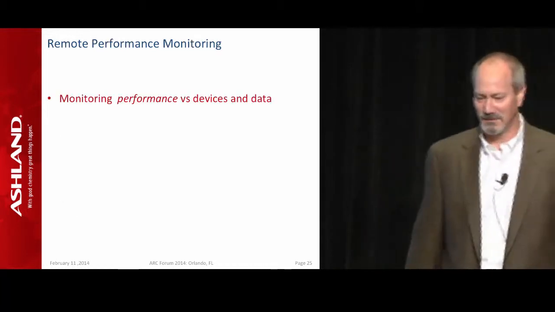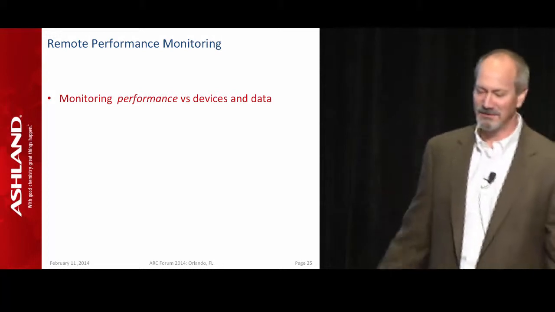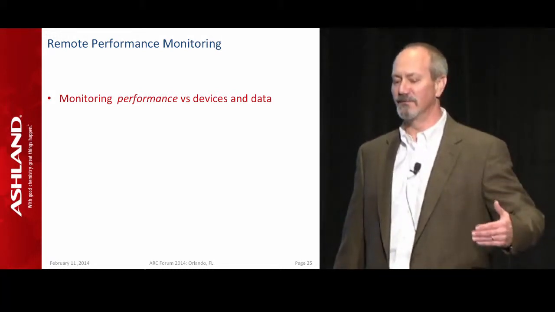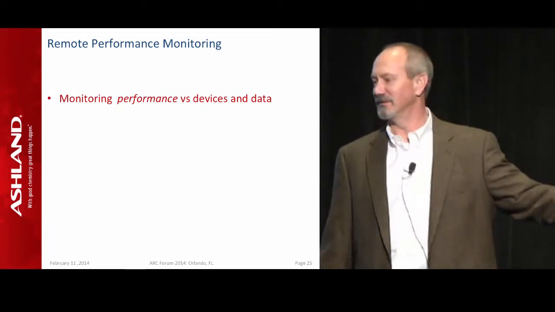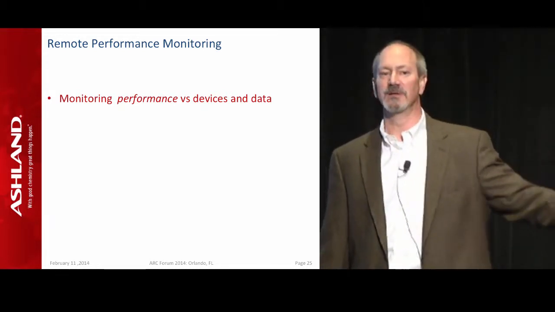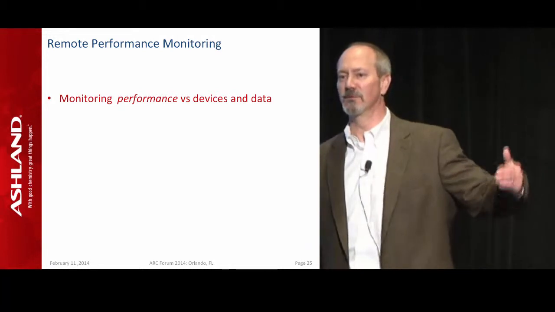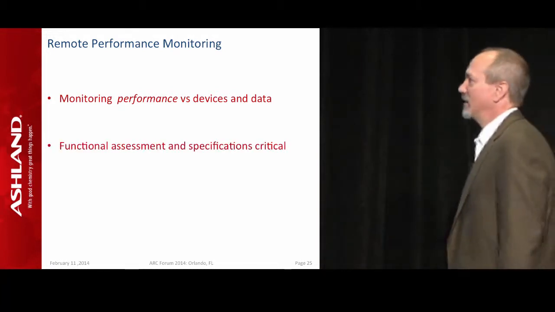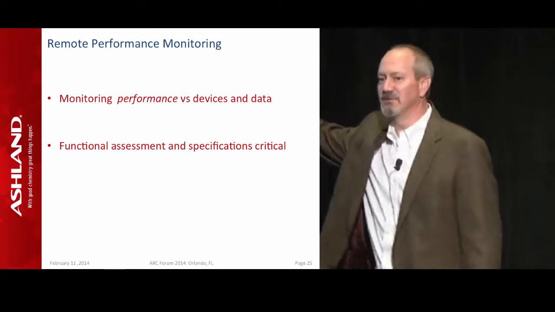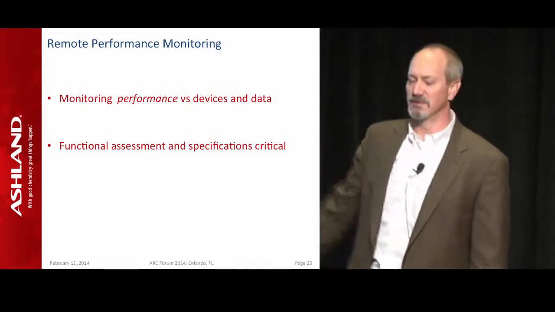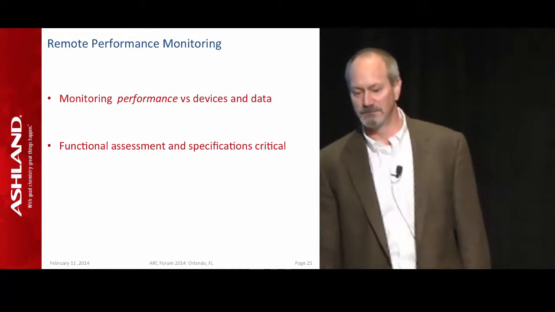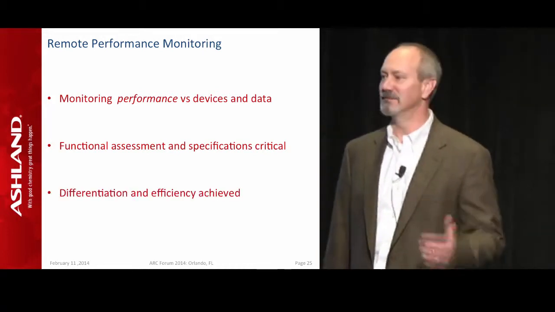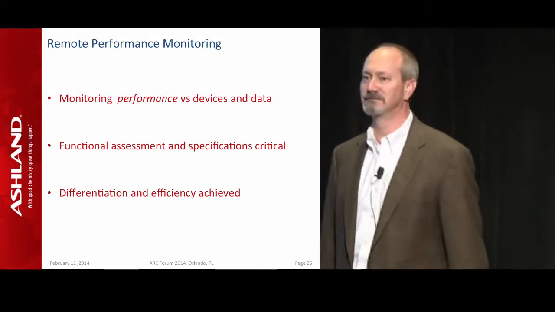So, the three highlights to leave you with are: we're monitoring performance versus just devices and data, and we're trying to generate the calculations and take that to a performance and value statement. When you go into the project, what we found is that the functional assessment and the specifications up front, doing your homework, is really critical in making the project work well. And if you do those two things, you can get the differentiation and the efficiency that you're looking for.